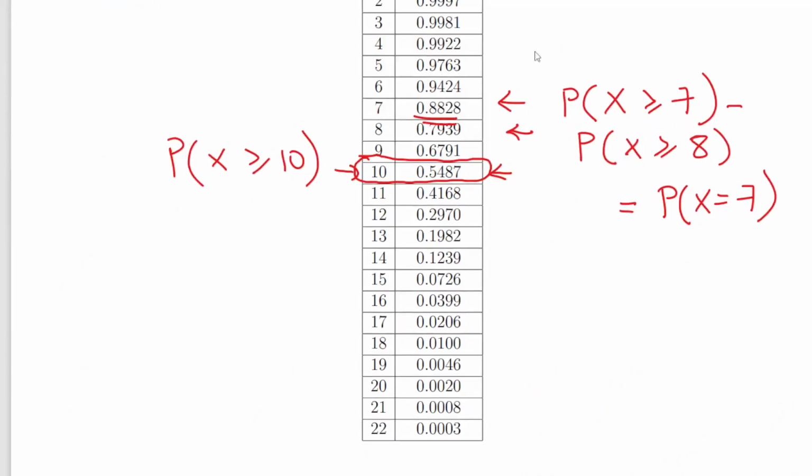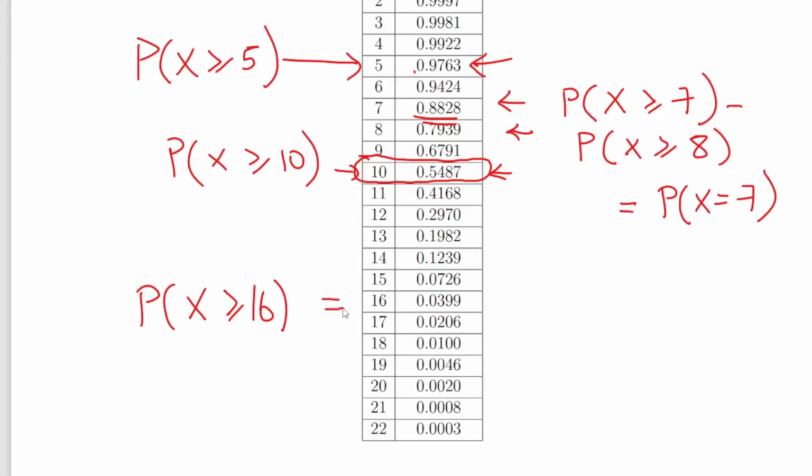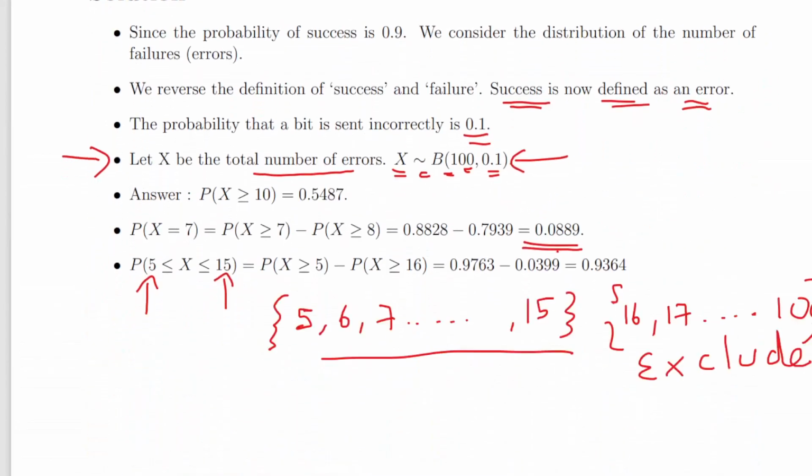First off, the probability of x greater than or equal to 5 is 0.9763. The probability of x greater than or equal to 16 is 0.0399. We subtract one from the other, so it should be a fairly substantial number. And it is 0.9364. So just have it written here, 0.9364. That's it. Straightforward enough.